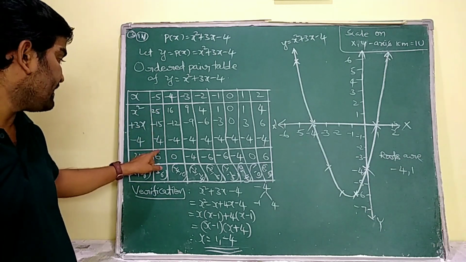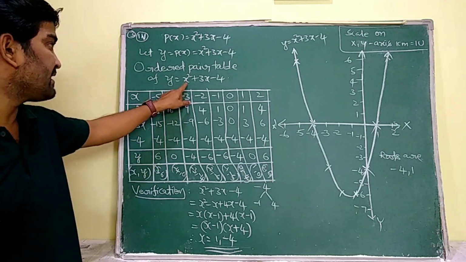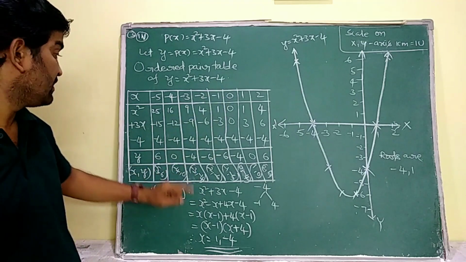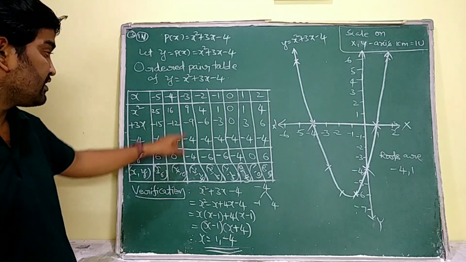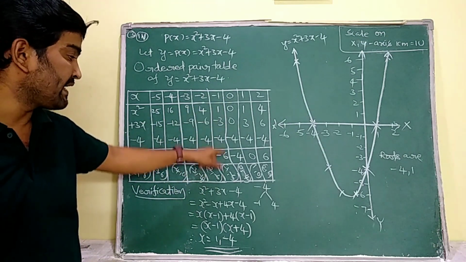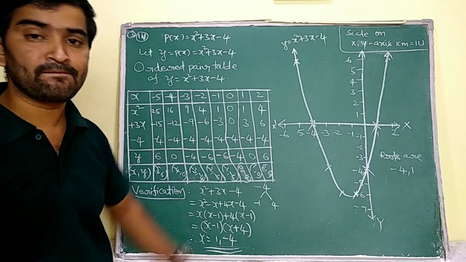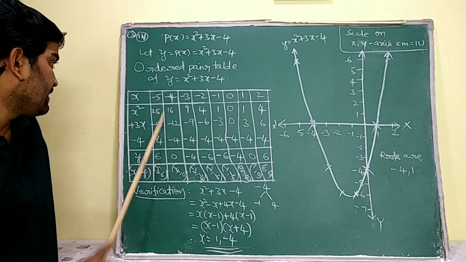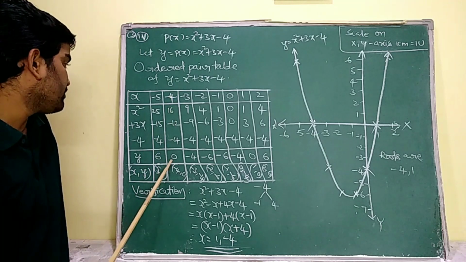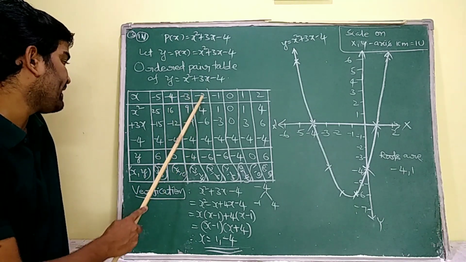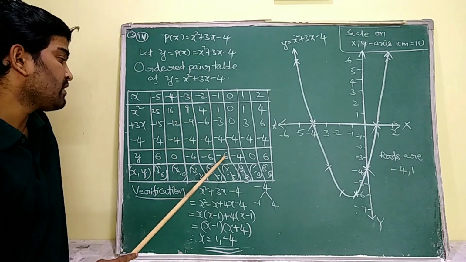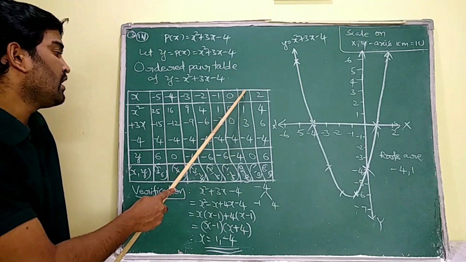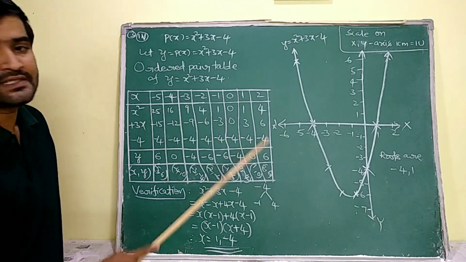So all the three values together gives y. Why? Because see, x square plus 3x minus 4. So here it is 6, 0, minus 4, minus 6, minus 6, minus 4, 0, 6. Now you have to write the points. Minus 5, 6; minus 4, 0; minus 3, minus 4; minus 2, minus 6; minus 1, minus 6; 0, minus 4; 1, 0; 2, 6.